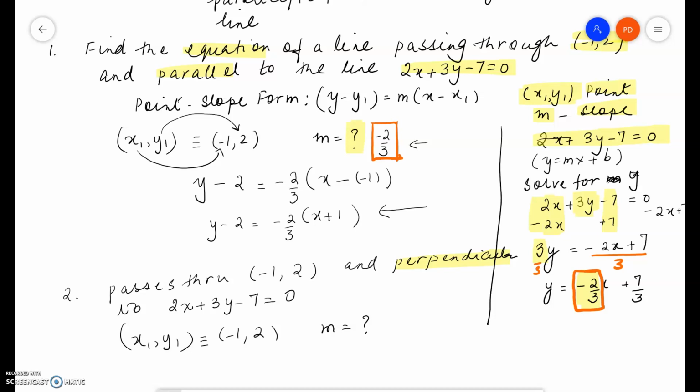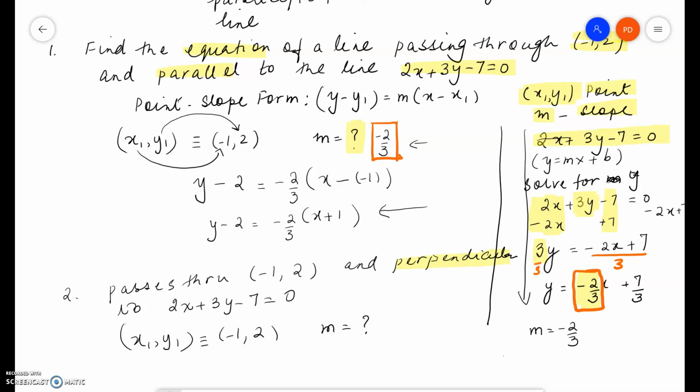So we do the same thing: find the slope of the given line. Just keep it separate because that line shouldn't confuse us at all. We're only going to use that line to figure out the slope of our line. We put it in the form y equals mx plus b, so m is -2/3. If a line is parallel to this line, then the slope is -2/3.